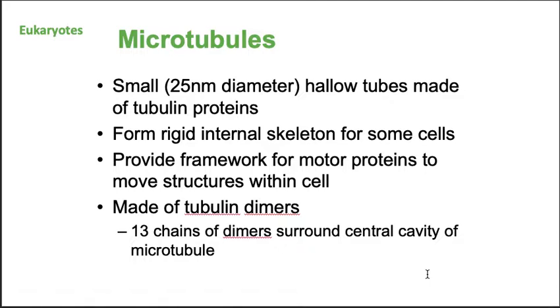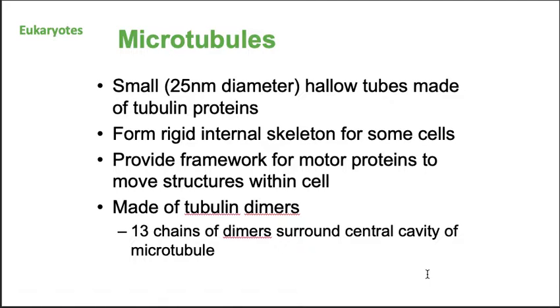Microtubules, so now the biggest of the 3 filament types. These are 25 nanometers in diameter. They are hollow tubes made of tubulin. So microtubules are made of tubulin protein, so it's a nice way to remember that. This does help form the rigid internal skeleton for some cells, and provide the framework for motor proteins to move structures within the cell.